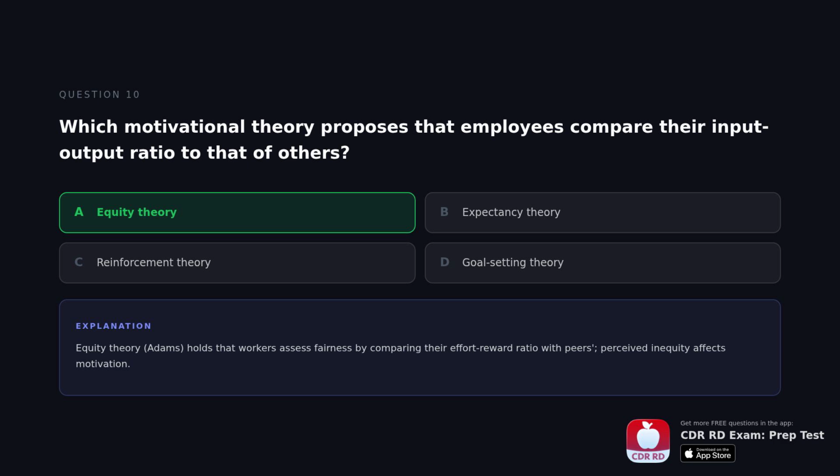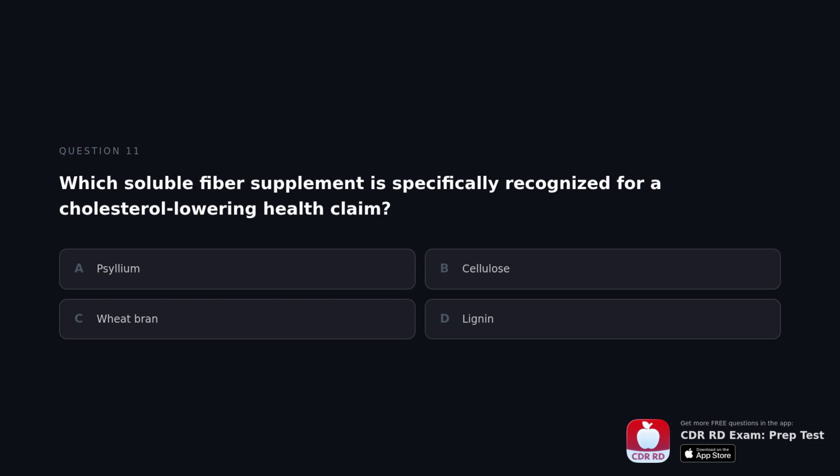The correct answer is equity theory. Equity theory (Adams) holds that workers assess fairness by comparing their effort-reward ratio with peers. Perceived inequity affects motivation.